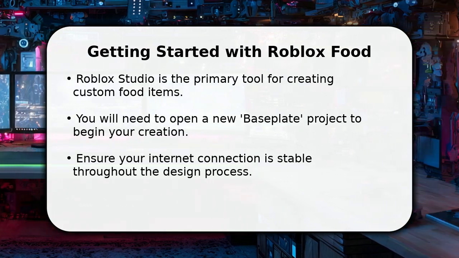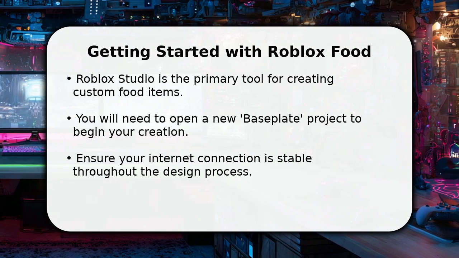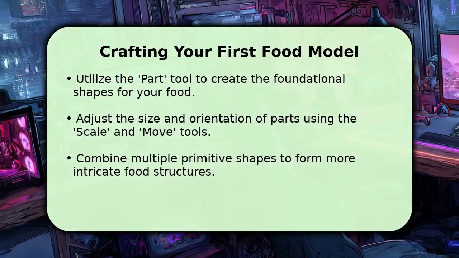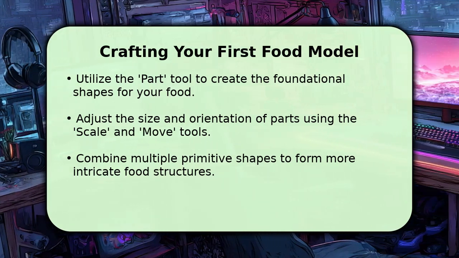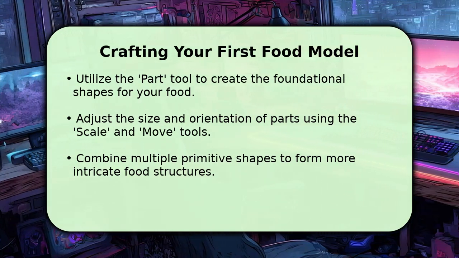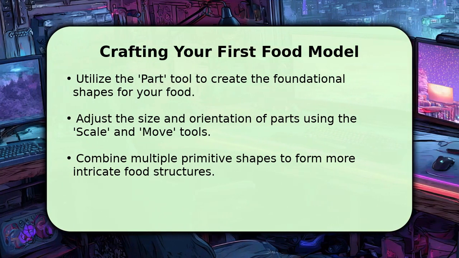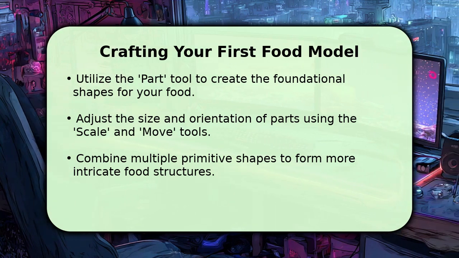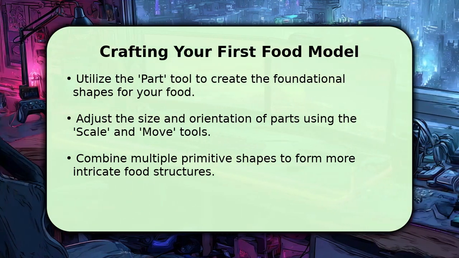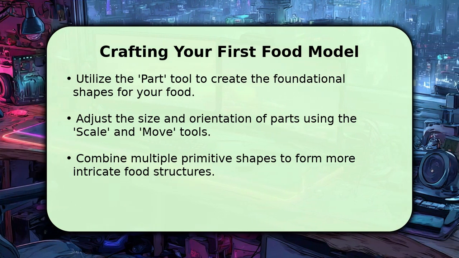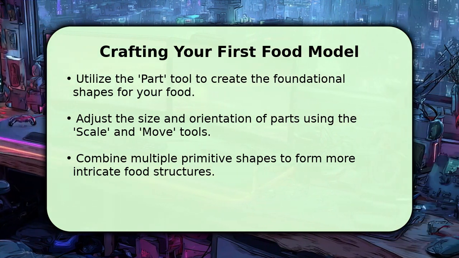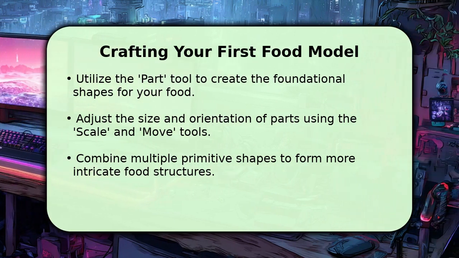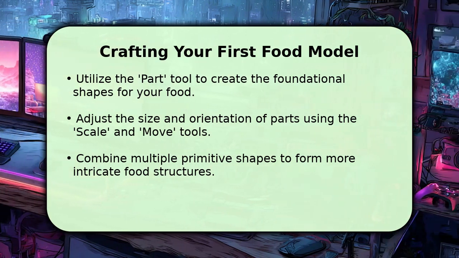Preparing your workspace properly lays the foundation for all your delicious virtual dishes, so take your time with this crucial first step. Now, let's create the actual food model using basic shapes. Select the Part tool from your toolbar to insert a cube, sphere, or cylinder into your workspace. Use the Scale tool to modify its dimensions and the Move tool to position it precisely. For more complex items, like a hamburger, you can combine several parts, perhaps a cylinder for the patty and two spheres scaled flat for buns, then group them together.